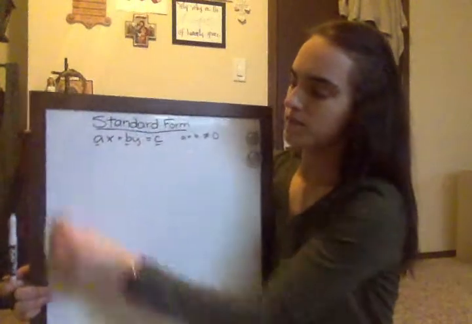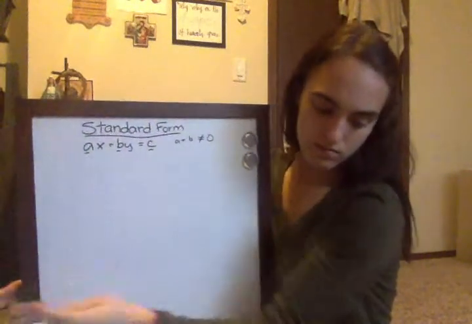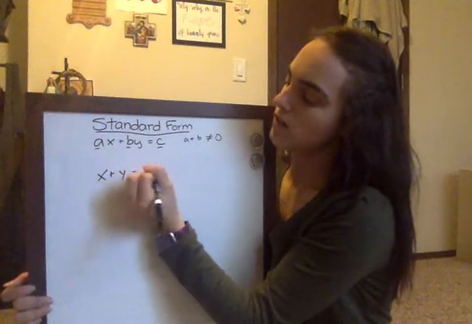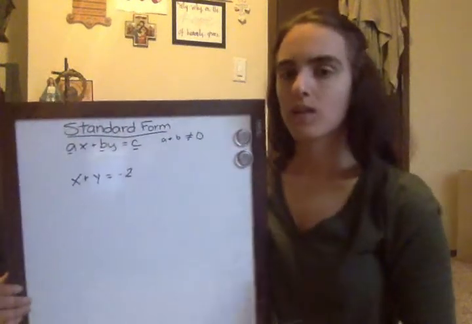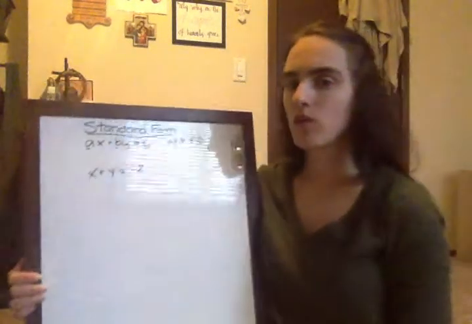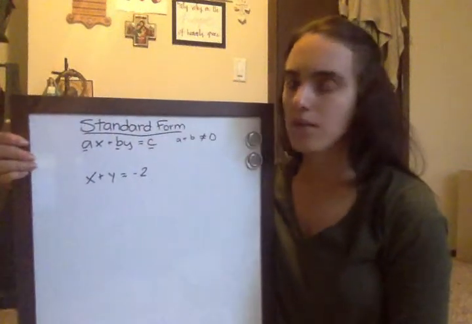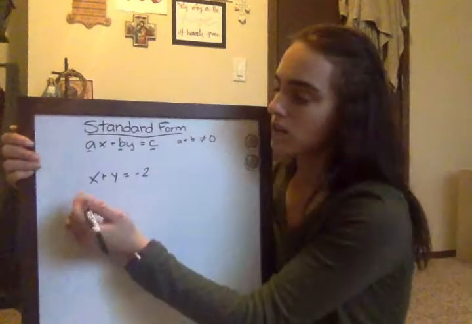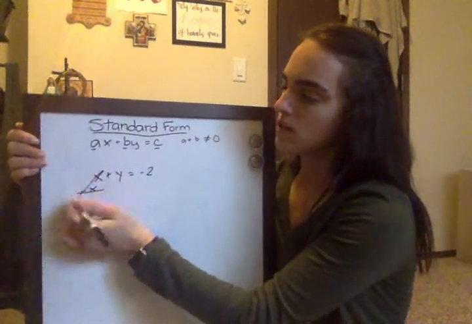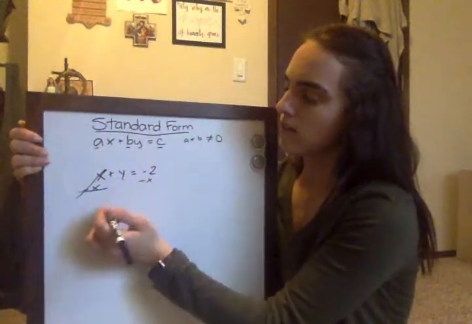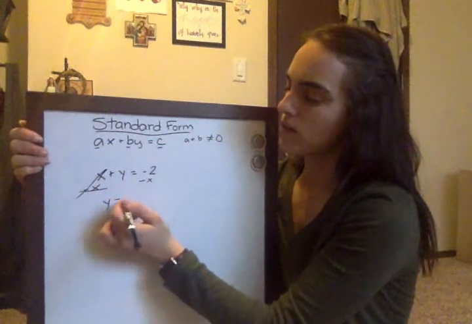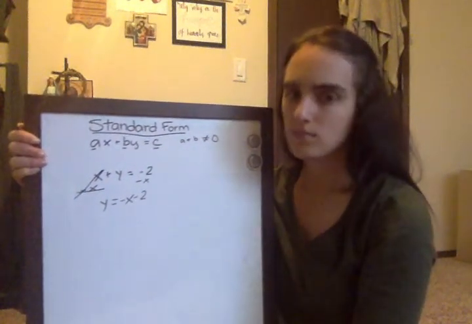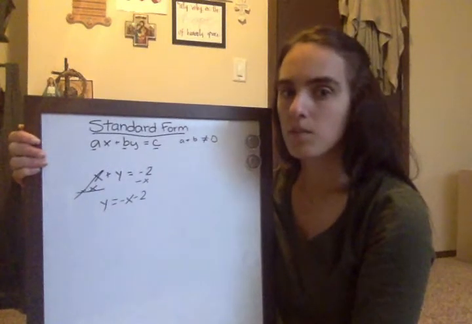Let's try another. X plus y equals negative 2. Okay, we need to solve for y. So how do we do that? What is this x doing on this side? It's adding. So we subtract x, y equals negative x minus 2. Y equals negative x minus 2.